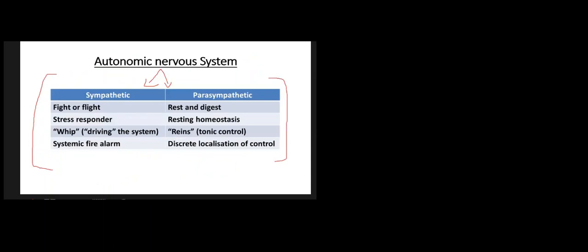There are a couple of things physiologically that we need to know about the difference between the sympathetic and the parasympathetic. Physiologically, the sympathetic nervous system is responsible for the fight or flight response. It's a stress responder and it's the systemic fire alarm. It's what tells the system, hey, we need to make things happen. We need to do something. The parasympathetic physiologically does the opposite. It's responsible for rest and digest. It is responsible for resting homeostasis and it calms the system down. So it's the opposite.